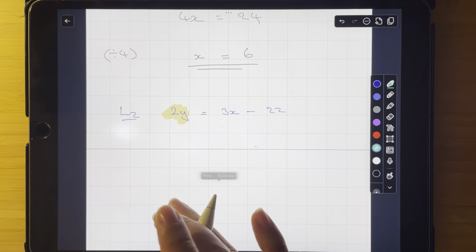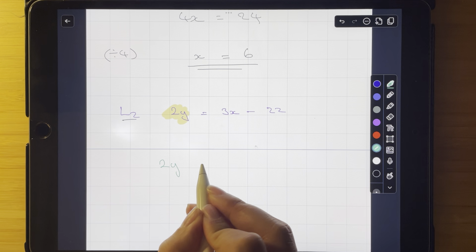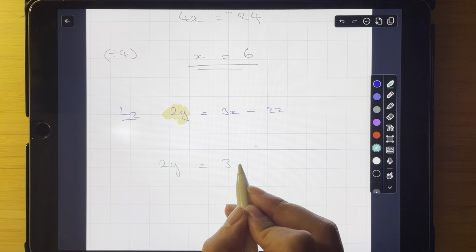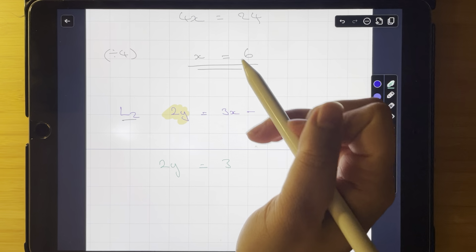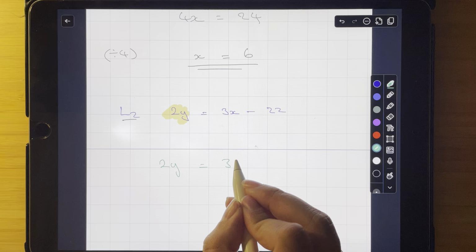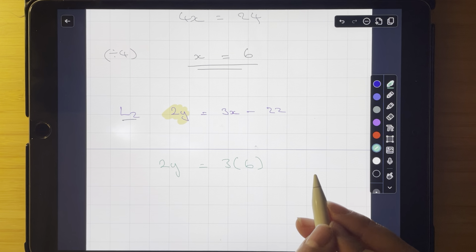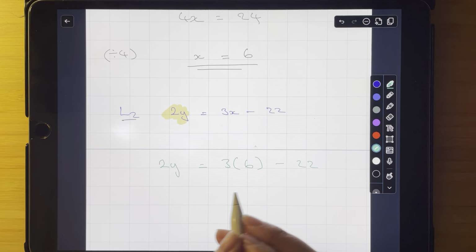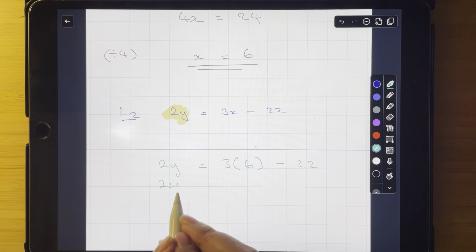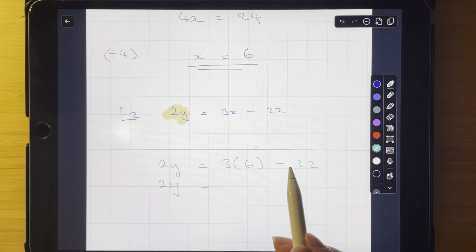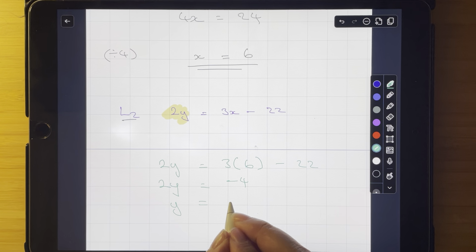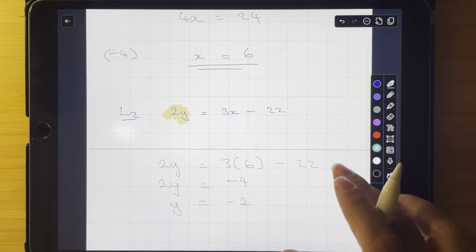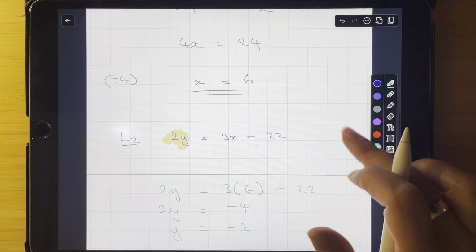So 2y equals 3x take 22. I know that x is equal to 6, so I'm going to put 6 in there. Take 22. And so 2y is also equal to 18 take 22, which is minus 4. So y is equal to minus 2. Great, so let's check if I've got that right.